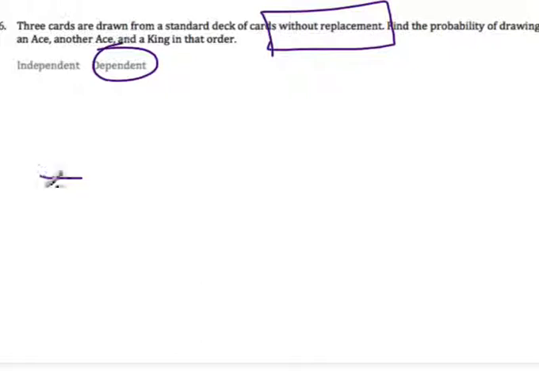So we already know that there are 52 cards in a deck. So the first thing we want to draw is an ace. Well, an ace is one of the cards, so that means that there are 4 aces, one in each suit. Then we want to find the probability of drawing another ace. Well, we didn't put it back, so now we only have 51 cards. And we need to assume that in this first probability here, we took out an ace, which means there are only 3 aces left in the deck.